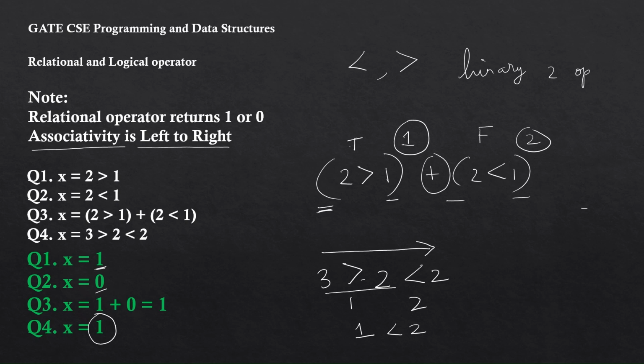Let's review quickly whatever we learned. First thing, relational operator, you're finding a relation between two operands. It's always returning you 1 or 0. Now, if you have many operators together, how do you solve it? It depends on the associativity. Associativity is left to right. So whenever we're solving, we go from the left to the right. So 3 greater than 2 is solved first. Whatever result we get, we solve with less than 2.